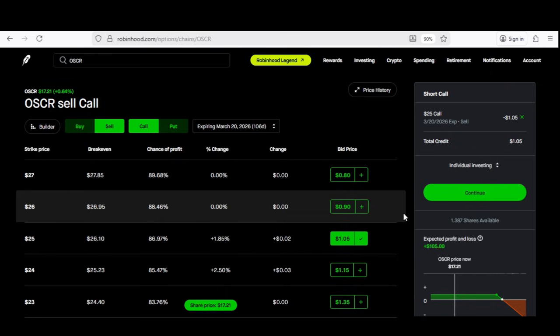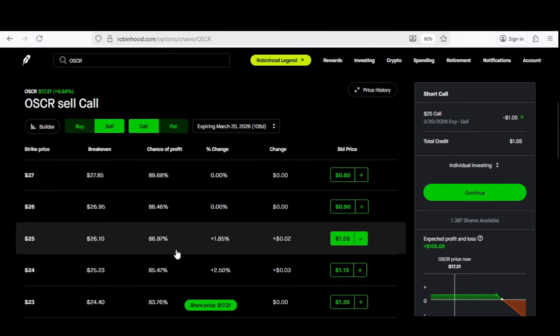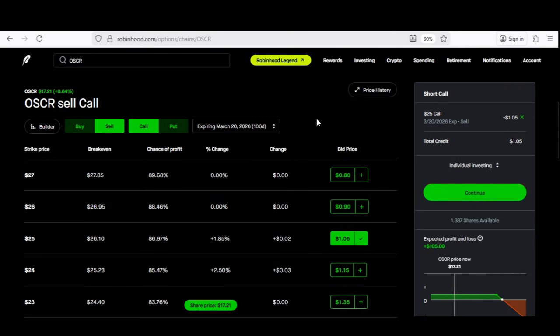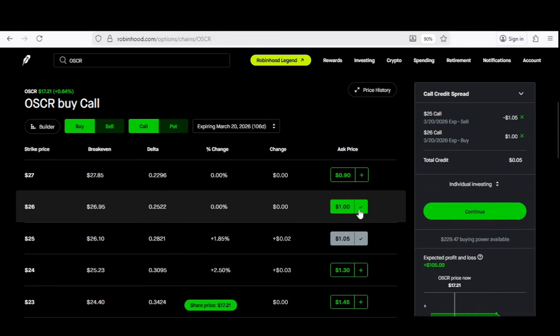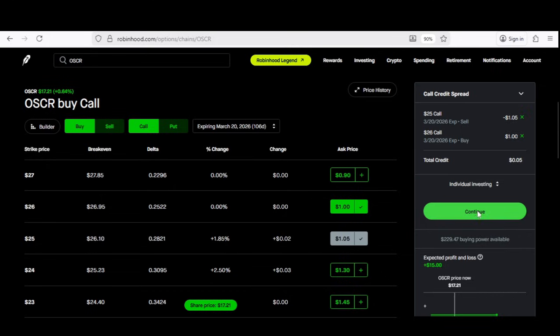So what we're going to do now is jump into a fourth income generating option strategy. For that, we're going to leave everything as is, and then we're going to make a slight tweak once again. That tweak is going to be, we're going to go over to buy right here while maintaining call and maintaining our same expiration date. However, we're going to choose a strike price above the previous strike price we chose, which is going to be the $26 strike price. We're going to go with that one. Now we're going to hit continue.